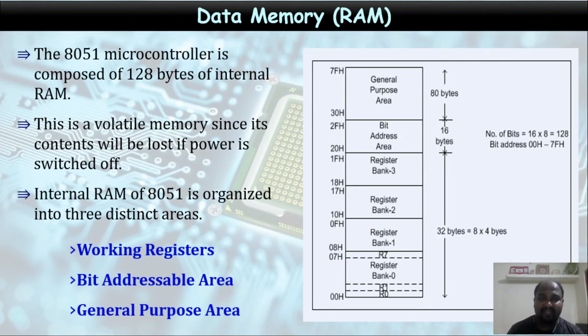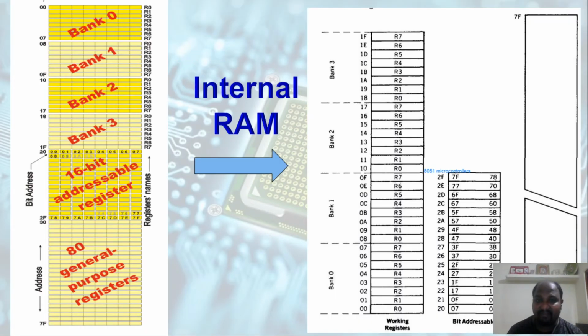So coming to the data memory, that is RAM. The 8051 microcontroller is composed of internally 128 bytes. So here this is a volatile memory and it loses the data when power is switched off. So the internal RAM structure of 8051 is mainly divided into three distinct areas, that is working registers, bit addressable area, and the general purpose area.